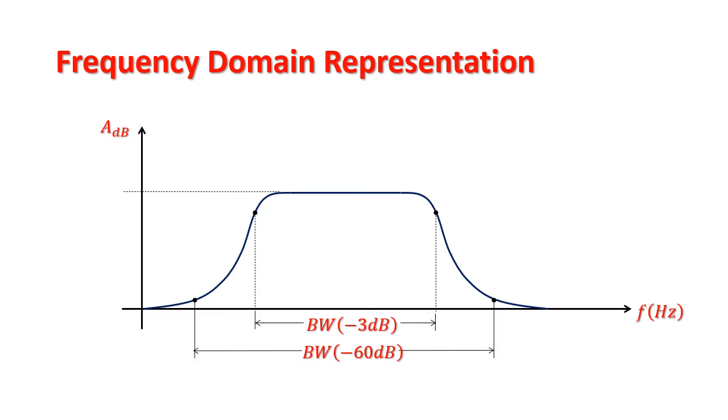Aside from the time domain representation of a signal, there is also the frequency domain representation. One example of the frequency domain representation is the Bode plot. In a Bode plot, the frequency is plotted on the x-axis in logarithmic form, and the vertical axis is the gain of the system in decibels. The importance of this is that we can visualize the gain of the system with respect to different frequencies.